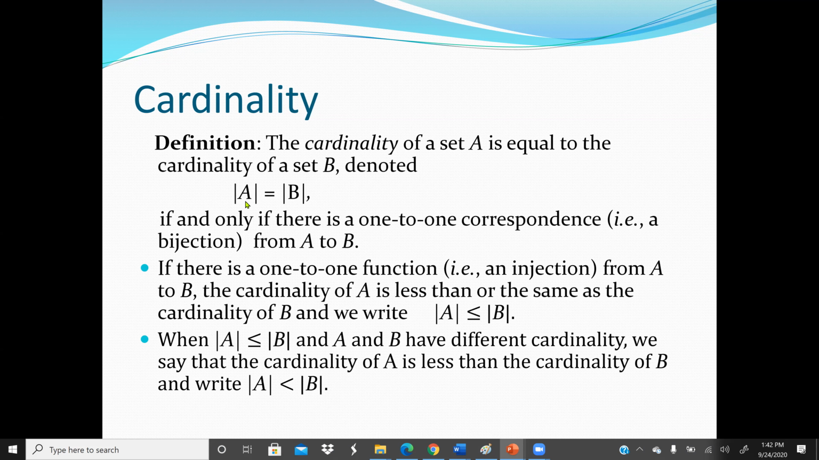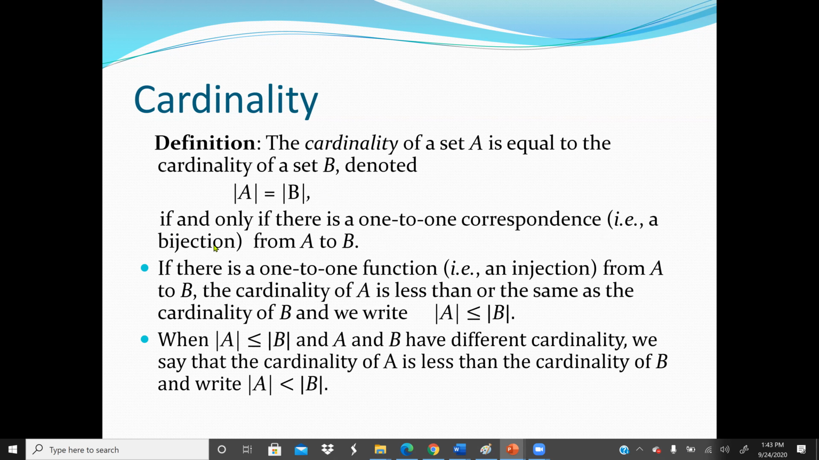So let's say set A has the values 3, 4, 6. Set B also has the values 3, 4, 6, then they are the same. But if set A has the values 3, 4, 6 and set B has the values 3, 6, 7, they are not the same. Even though they have the same number of values, since they have different values, they are not the same. So that's why we say again, the cardinality of set A is equal to the cardinality of set B. The number of items and the type of item have to be the same for A and B. Here we say if and only if there is a one-to-one correspondence, that is a bijection.